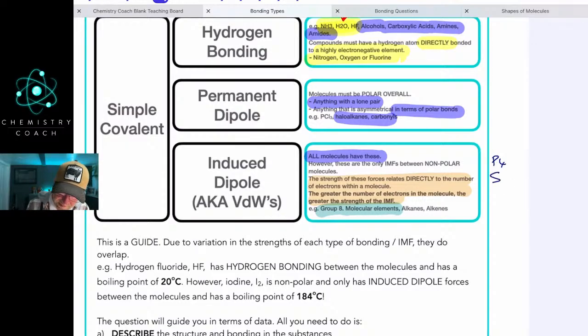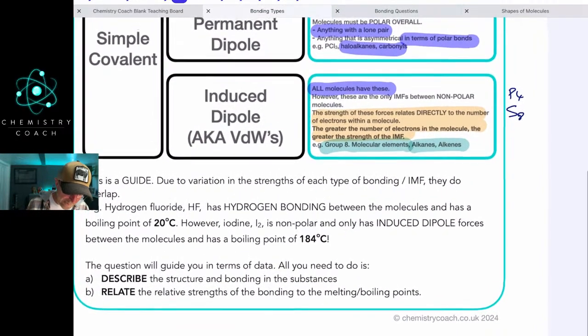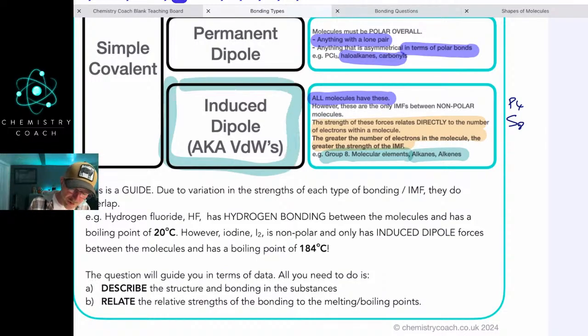So phosphorus tends to hang around as P4, sulfur tends to hang around as S8, and of course, what you've got are your alkanes and alkenes. They're your typical non-polar organic molecules as well, okay? So just a last little point about induced dipole forces, okay?